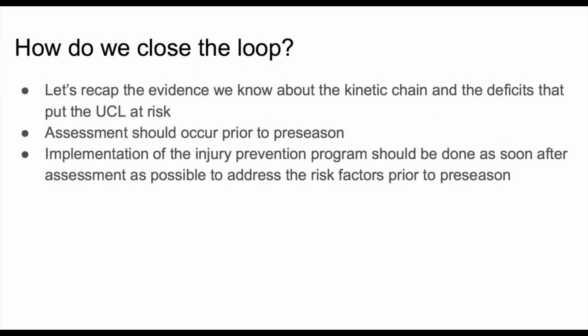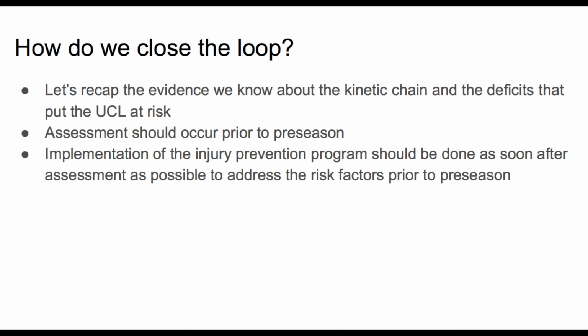How do we close the loop? Let's recap the evidence we know about the kinetic chain and the deficits that put the UCL at risk. We see that proximal deficiencies cause a lot of strain on the medial elbow. So in order to combat that, we need to implement exercise strategies as a preventative measure to decrease the likelihood of these injuries or these risk factors.